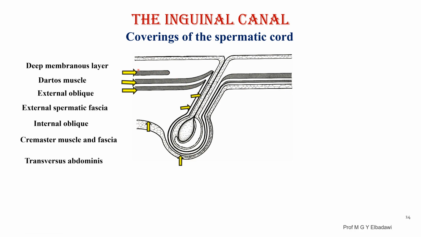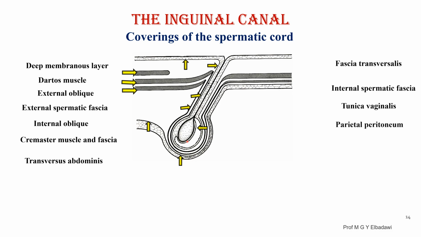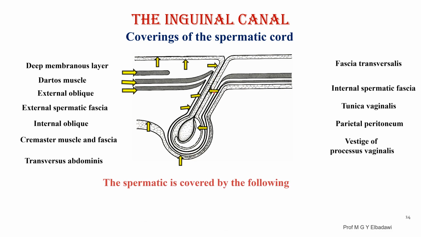That is the transverse abdominis, which gives no extension to the spermatic cord. Here is the fascia transversalis, which will give the last one, the internal spermatic fascia around the spermatic cord. And this is the tunica vaginalis, the part which is left from the processus vaginalis. That is the parietal layer of the peritoneum, which now continues with that vestige of the processus vaginalis.